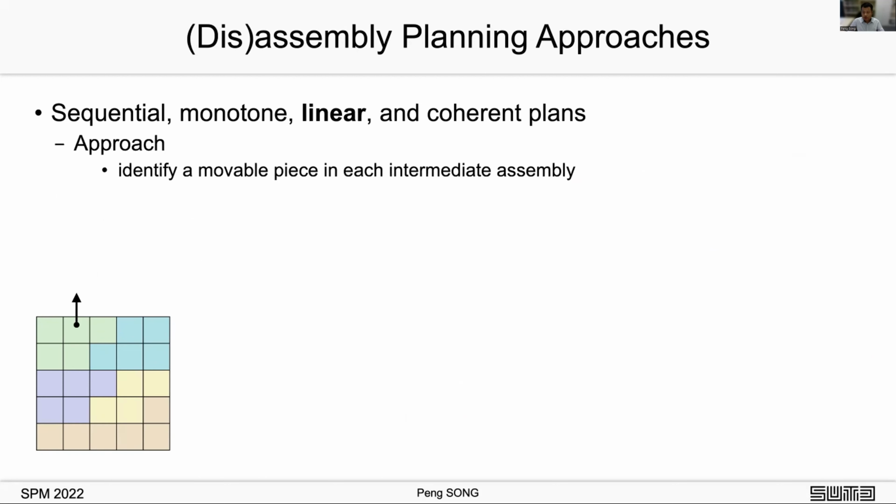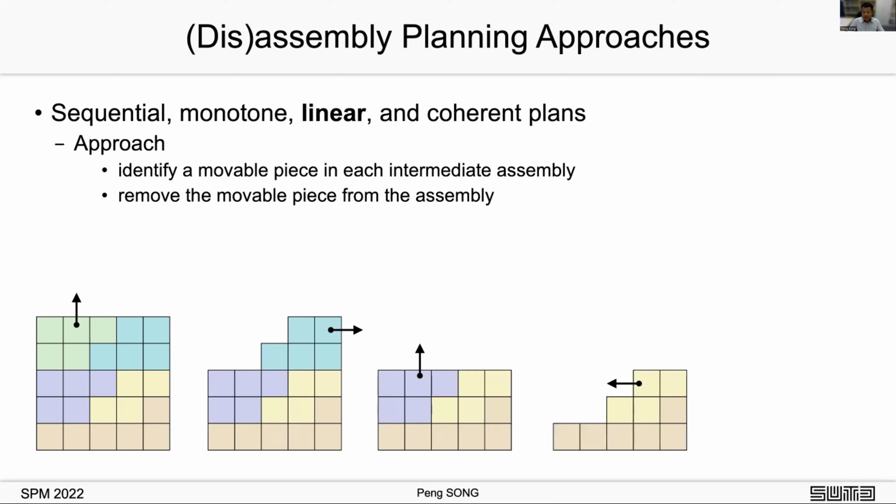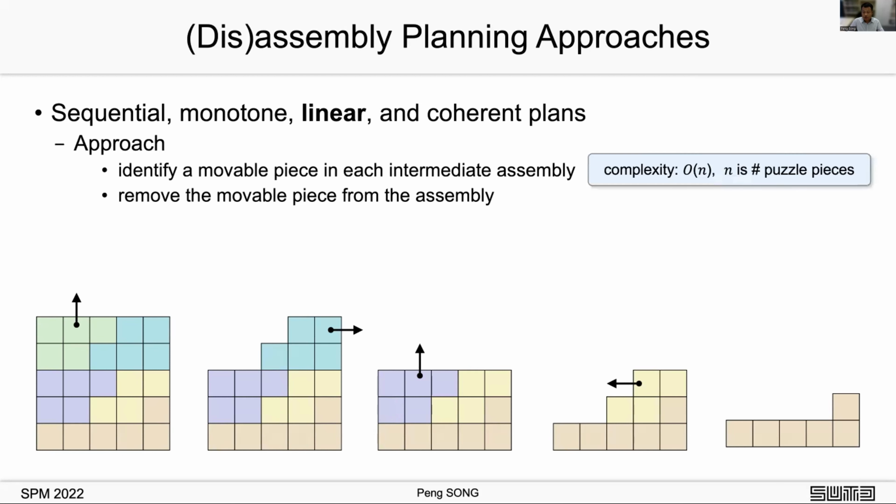The approach is to identify a movable puzzle piece in the puzzle, such as the green piece. And then we remove the movable piece from the assembly. And next, we identify the cyan piece as the movable one and remove it from the assembly. We iterate this process until there is only one puzzle piece remaining in the assembly. So the complexity of identifying a movable puzzle piece is big O of n, where n is the number of puzzle pieces.